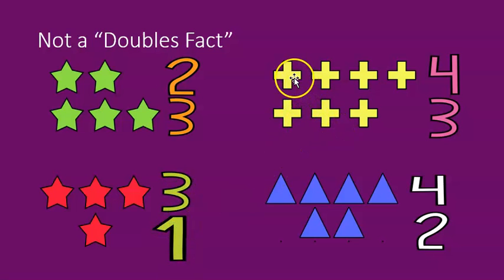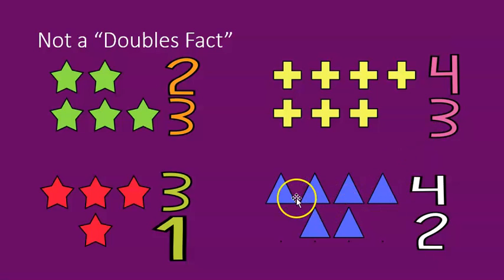Now look over here at this example. You have 4 plus signs here and 3 plus signs at the bottom. They're not the same amount here. You have 4 and 3. It is not a doubles fact.